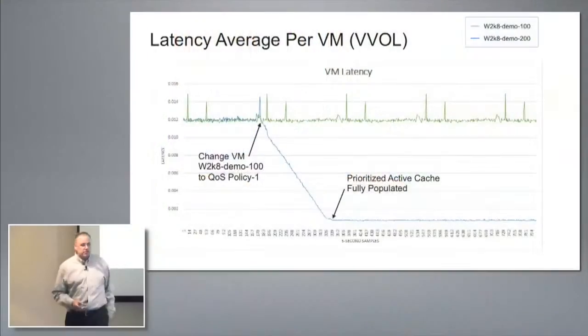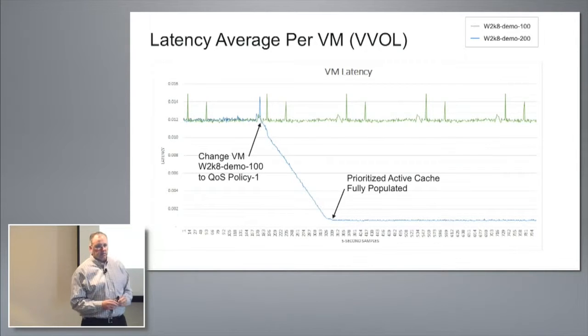Correct. Yeah, we have to read the data to get it back up into flash. What do those graphs look like for the other VM? The other VM? Right there. The green is the other VM. So it's non-critical, it just stays where it was. So there wasn't contention previously, or I would expect its performance to suffer.